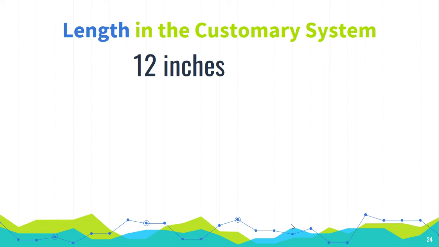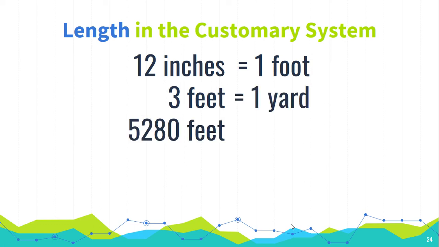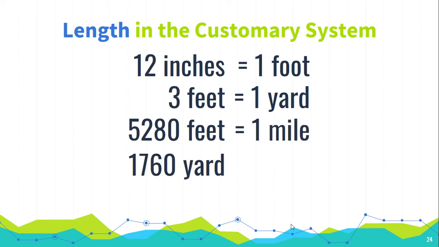Our length in the US customary system, we have 12 inches equals a foot, 3 feet equals a yard, 5,280 feet equal 1 mile, and 1,760 yards equal 1 mile. These are all arbitrary numbers that are kind of hard to remember. So if I were you, I would just kind of practice those. 12 inches equals a foot. 3 feet equals 1 yard. 5,280 feet equal 1 mile. 1,760 yards equal 1 mile.